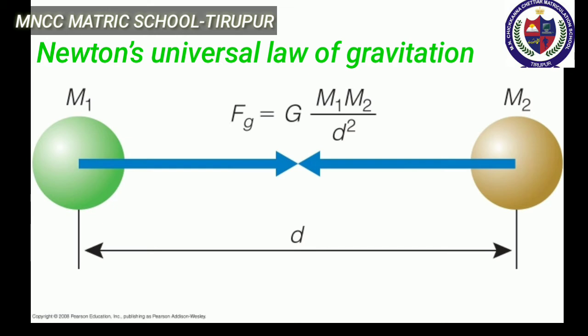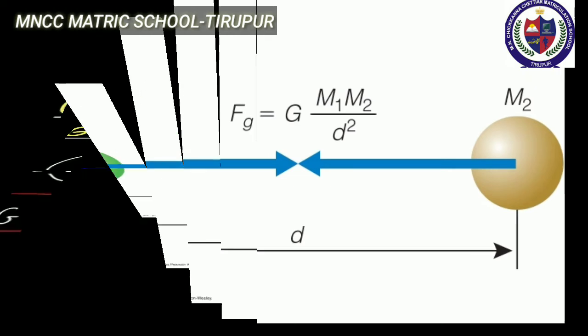The law: F is equal to G into m1 m2 divided by r squared. Here G is the universal gravitational constant. Its value is 6.674 into 10 power minus 11. Its SI unit is Newton meter square kilogram power minus 2.